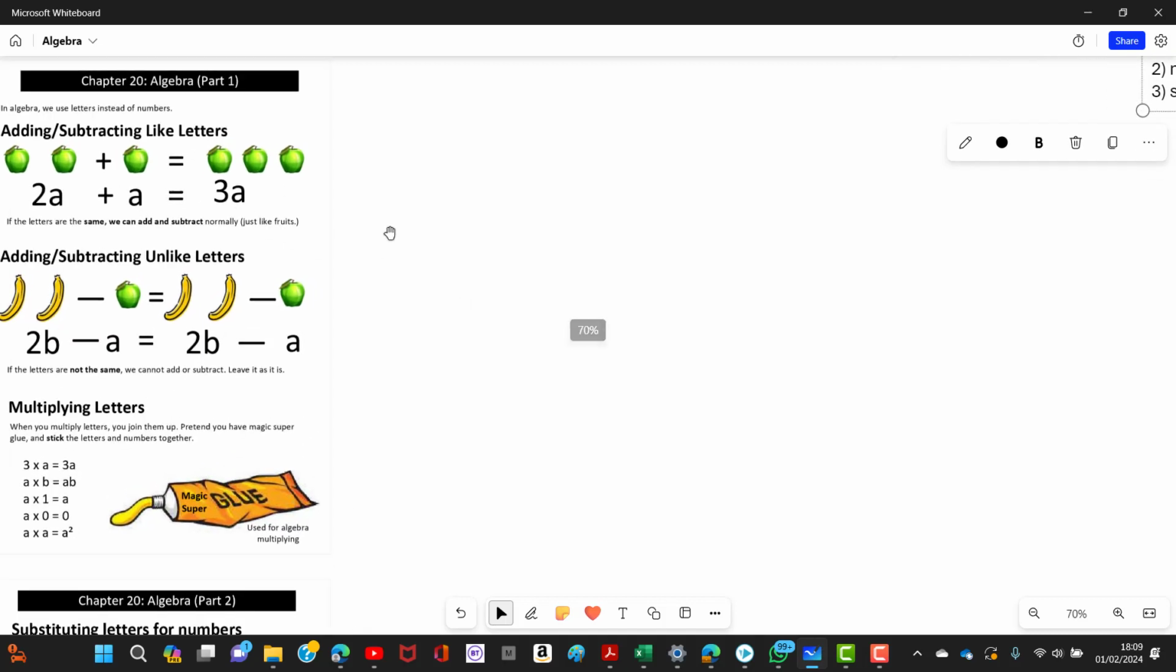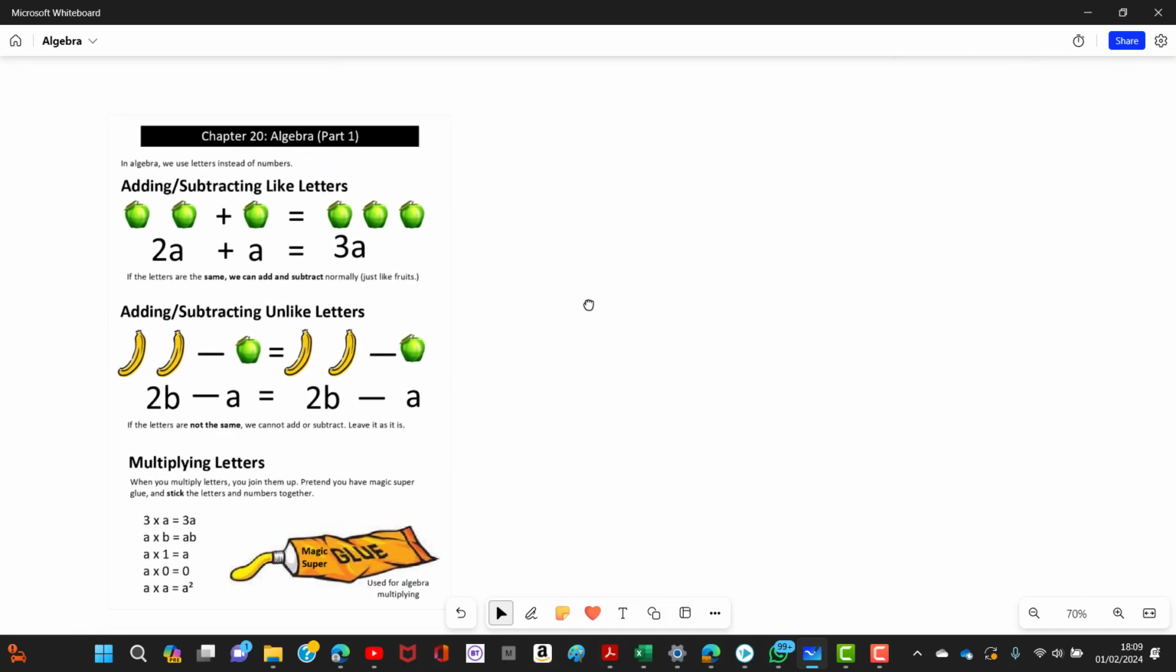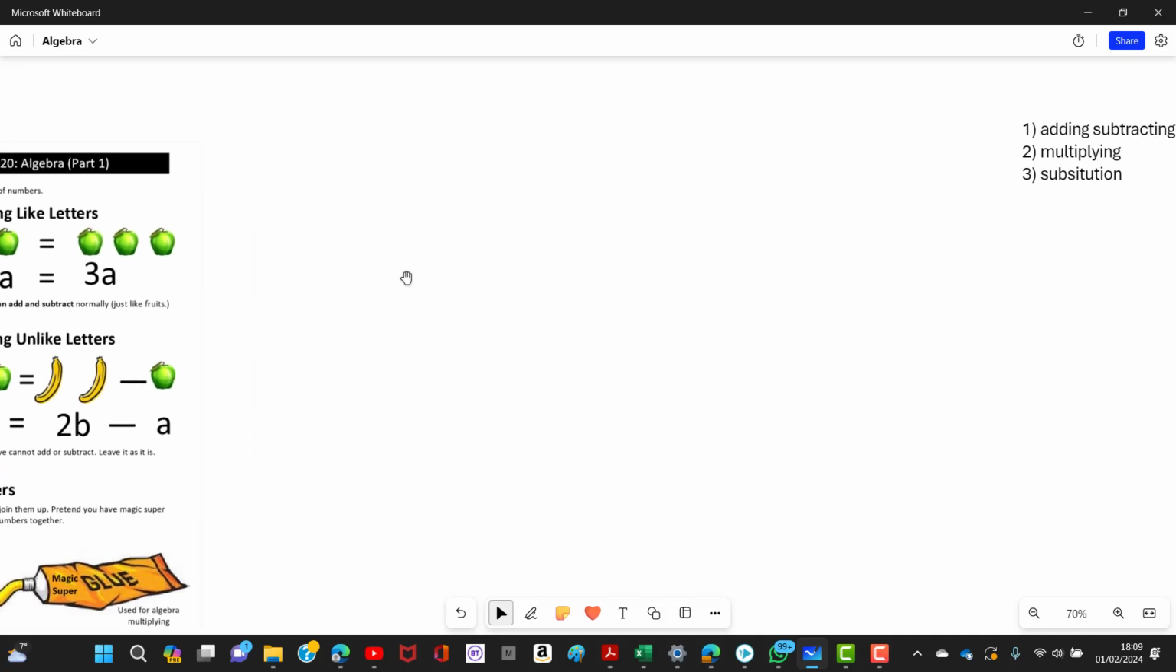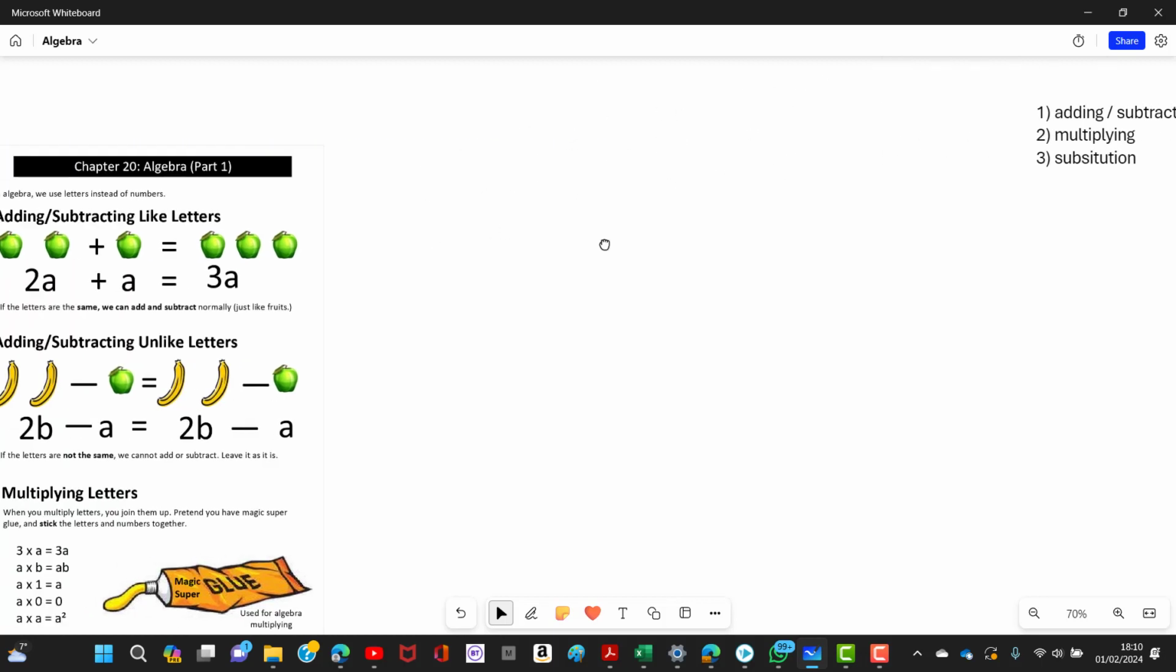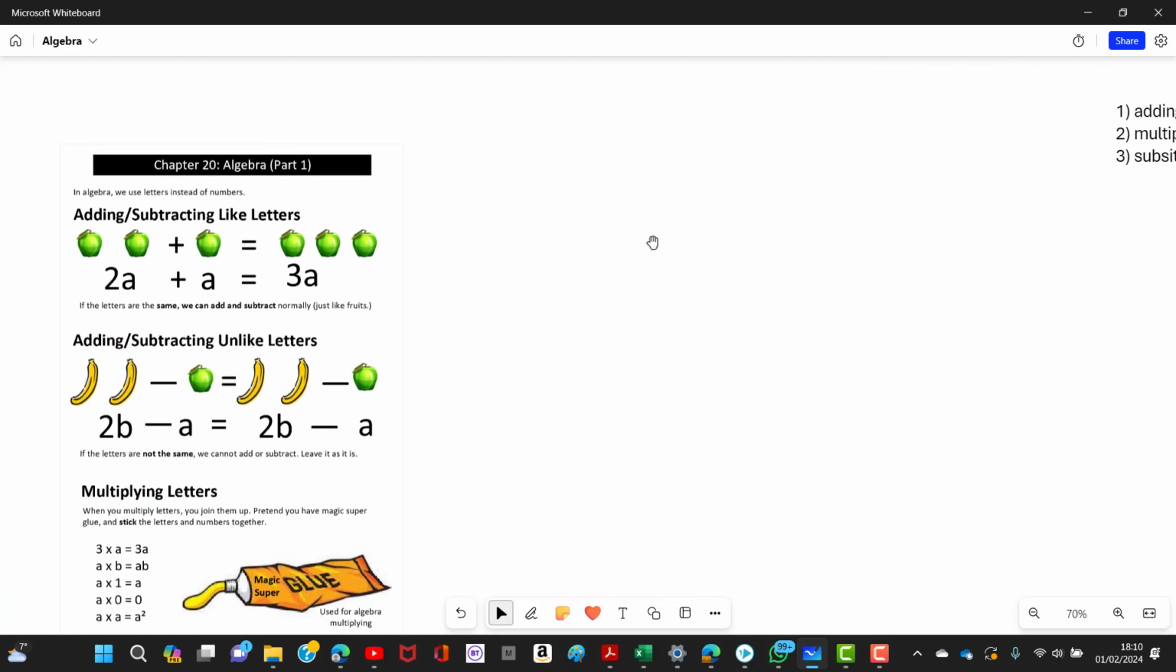Okay, now what is algebra? Algebra is when we use letters instead of numbers to help us solve problems, particular problems that we wouldn't be able to do otherwise. But to help us solve problems, we need to know some techniques, and the core ones are adding and subtracting, multiplying letters, and substitution. There are others, but those are the 3 main ones that you cover in 11 plus. So let's start with the first one. How do we add and subtract letters?